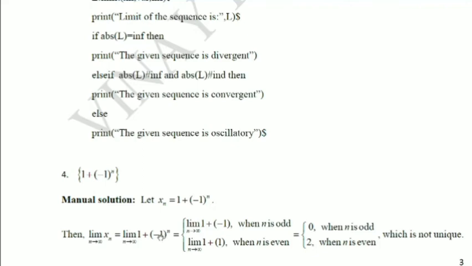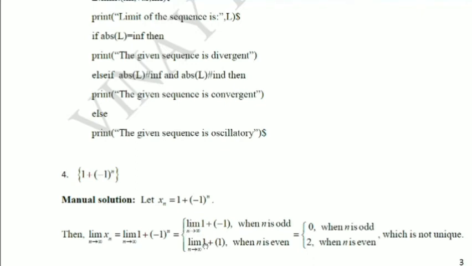Because when n is odd, minus 1 to the power of an odd number is minus 1. When n is even, minus 1 to the power of even is 1. So you are having two limits depending on the choice of n. Now 1 plus minus 1 gives you 0. So what is the limit of 0? There is no n at all. Simply you will get 0 only.